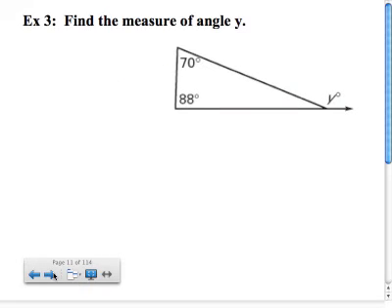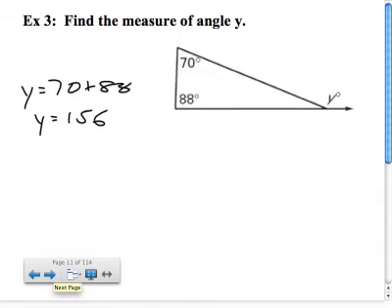So example C3 says find the measure of angle y. It's an exterior angle, so y equals 70 plus 88, which tells me y equals 150. Whoops, should be 158. 158 degrees.